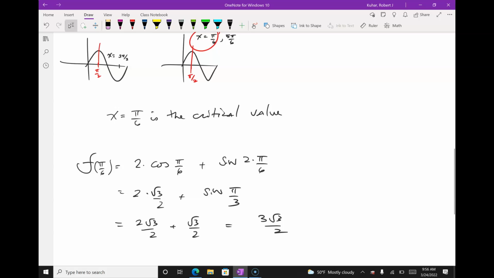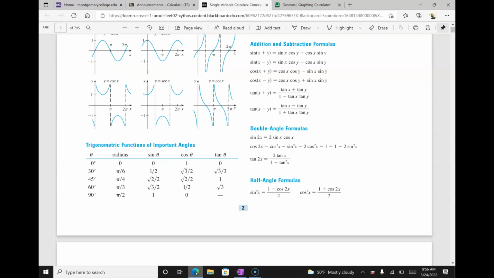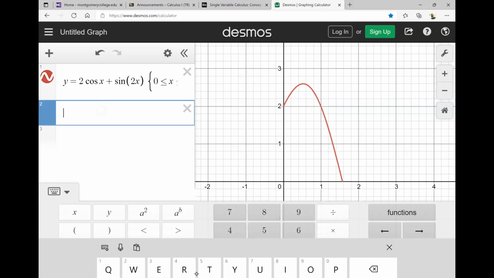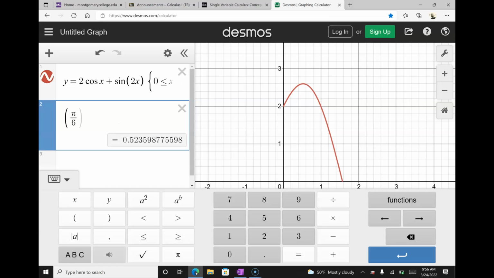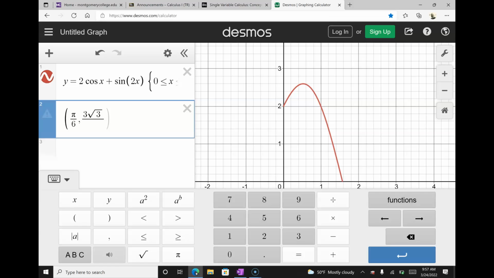I want to double check it. I want to make a conclusion, right? So double check. I can go to my Desmos and plot that point. I got pi over 6 as my critical, and then I got 3 rad 3 over 2, 3 square roots of 3 divided by 2. There it is. Ha!